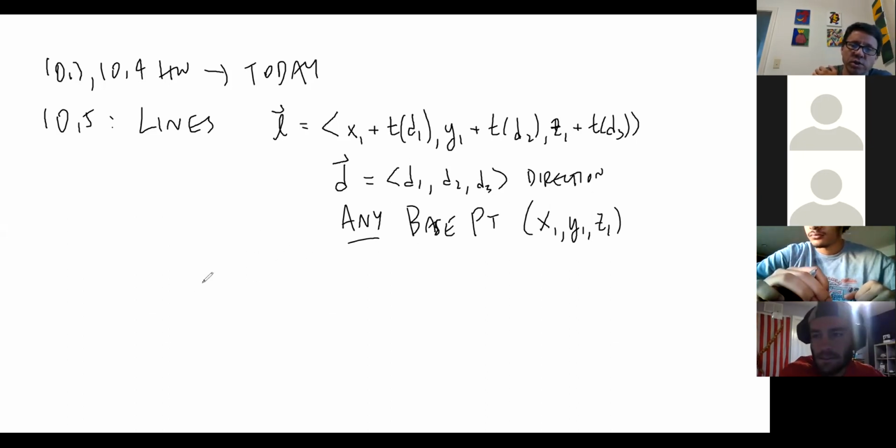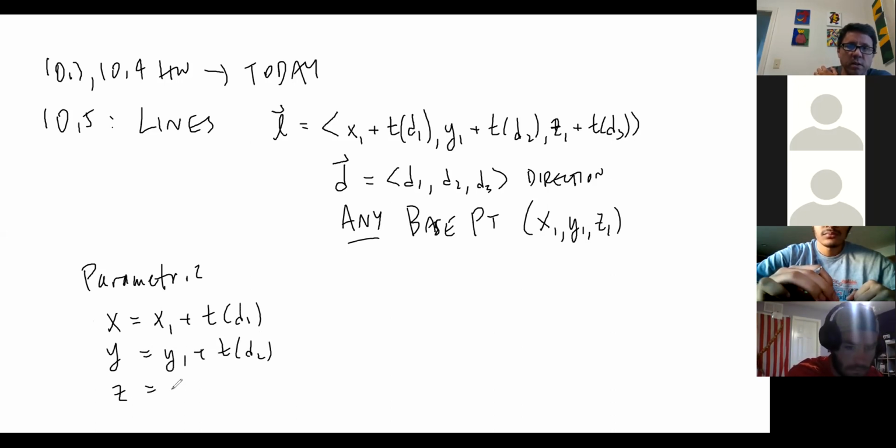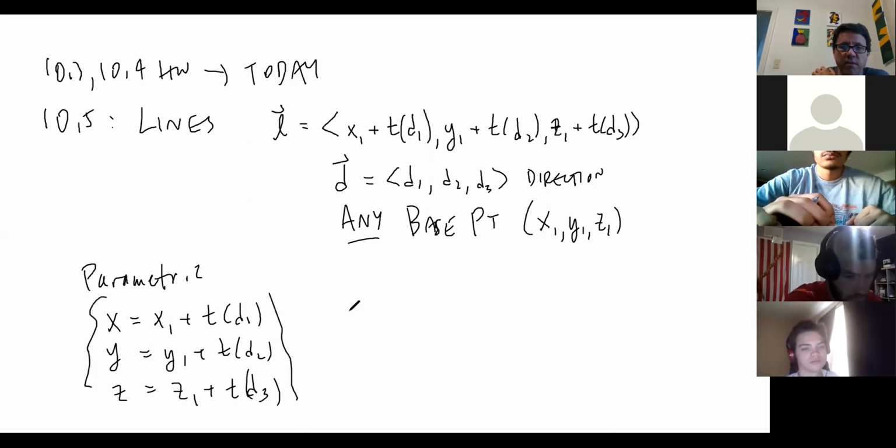And then the other form is the parametric form, which says let's just take x, y, z, the variables, and write out each piece. So x equals x1 plus t times d1, y equals y1 plus t times d2, and z equals z1 plus t times d3. Then you write all three of those together, so it's a set of equations to get the line.